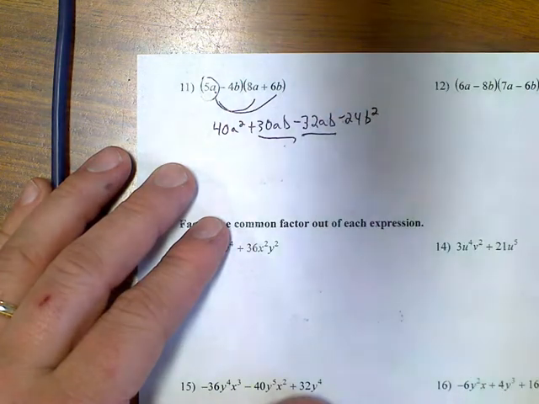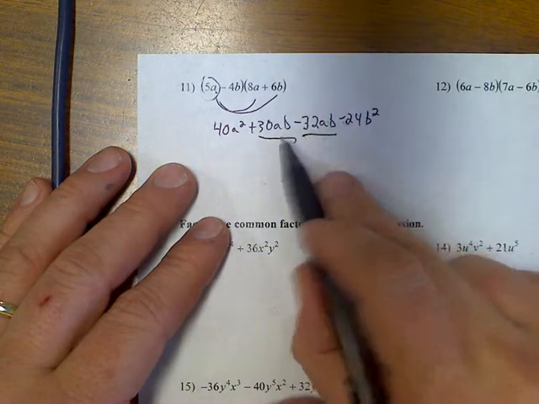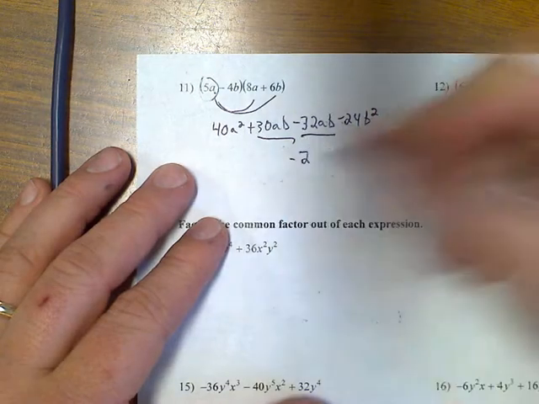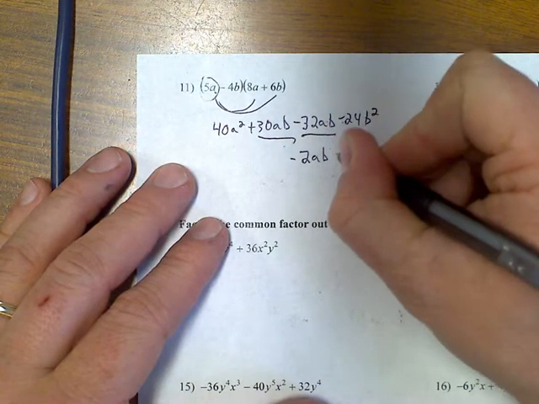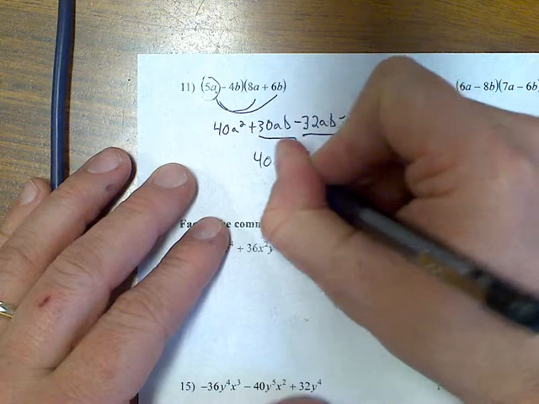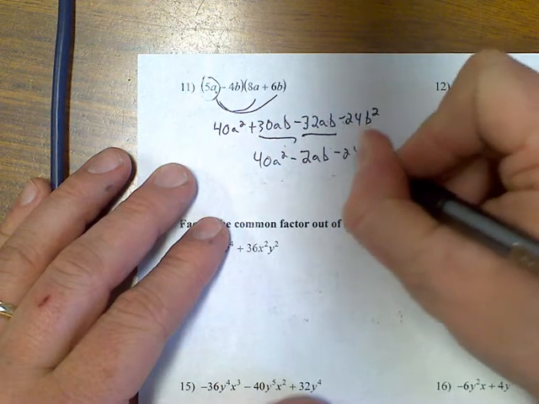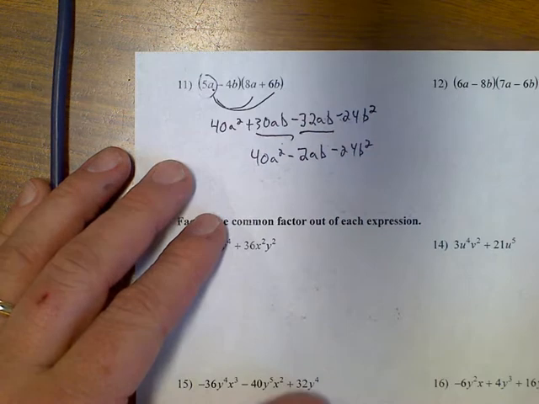30ab minus 32ab, combine like terms, this would be negative 2ab, so 40a squared minus 24b squared.